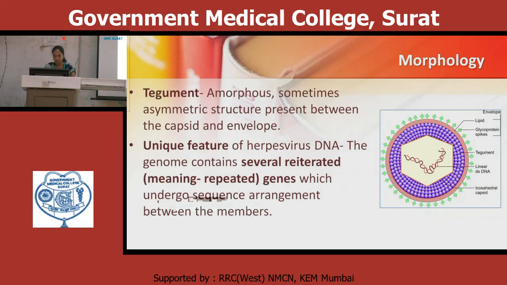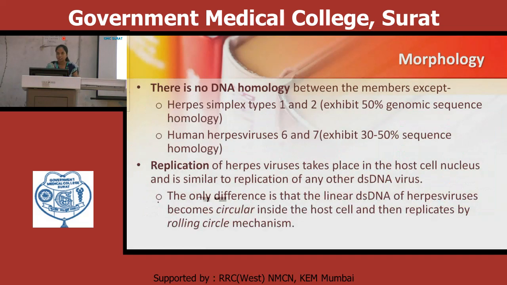Tegument: bluish, round-shaped, amorphous and sometimes asymmetric structure present between the capsid and envelope. A unique feature of herpes virus DNA is that the genome contains several repeated genes which undergo sequence rearrangement between the members. There is no DNA homology between the members, except herpes simplex types 1 and 2, which exhibit 50% genomic sequence homology. Human herpes virus 6 and 7 exhibit 30 to 50% sequence homology.